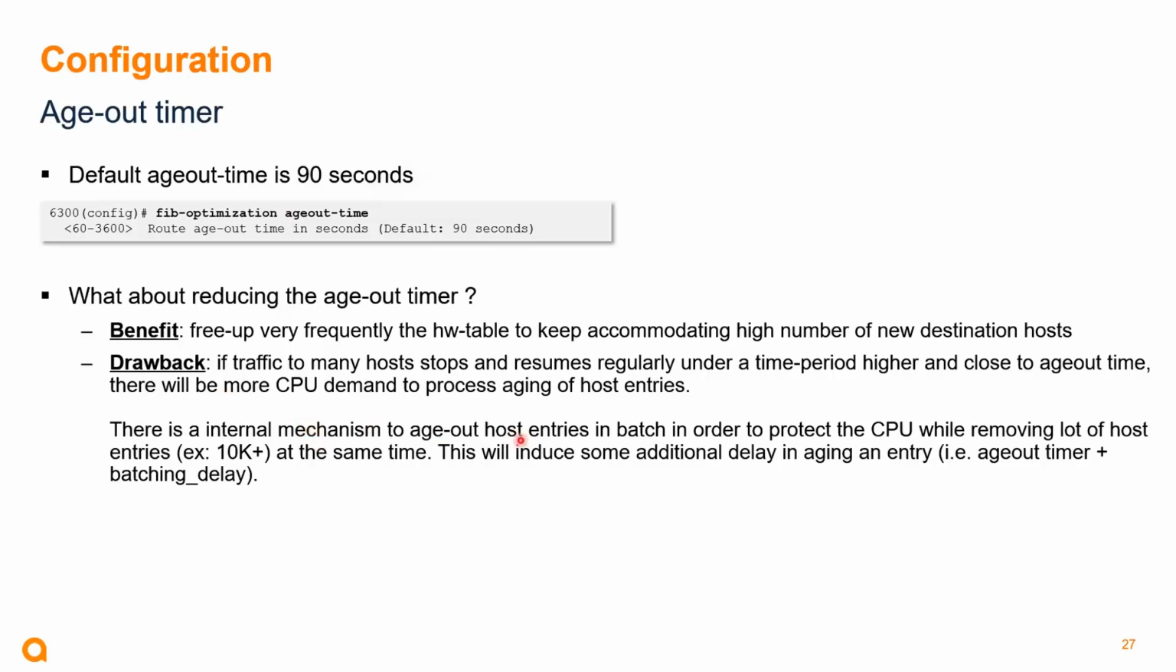There is a protection, so it's really a deep dive here. There is an internal mechanism for edge out host entries when there are a lot of entries. For instance, imagine that you suddenly have a lot of entries that need to be removed from the ASIC. Then we will proceed in batches in order to make sure that the CPU is not impacted by the removal of all those entries, when communicating over to the ASIC that they need to be removed.